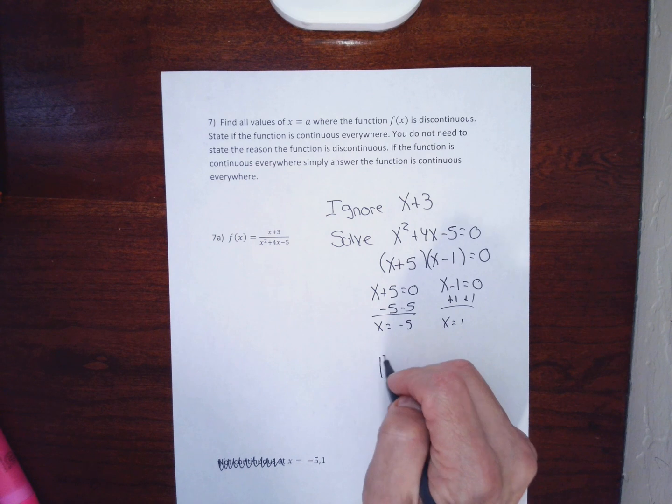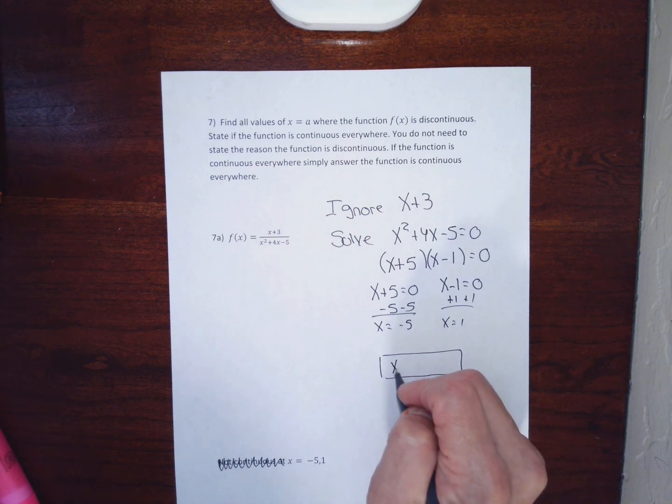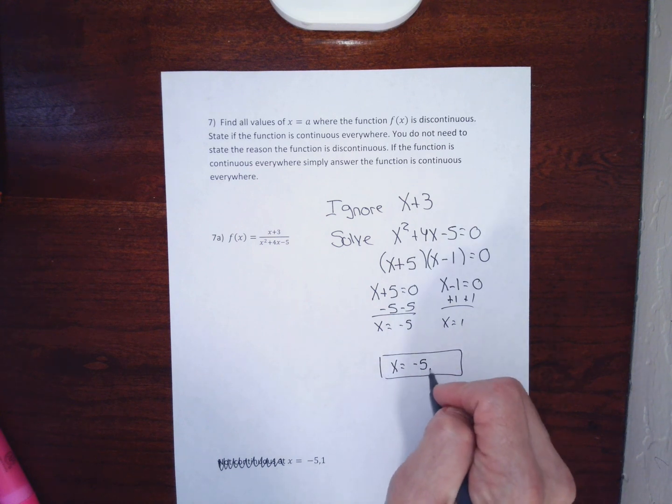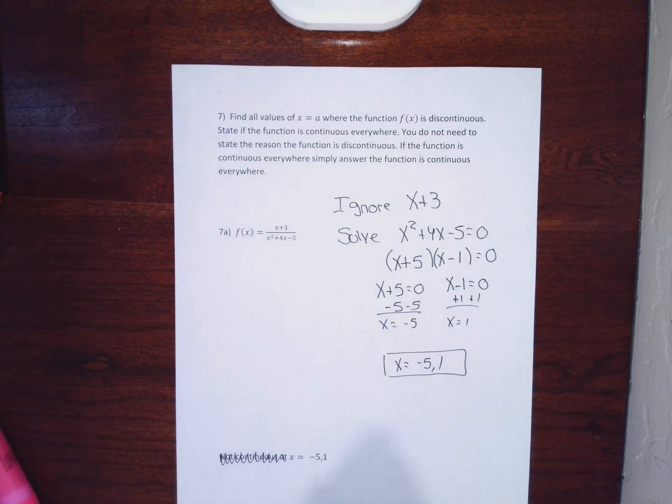So the answer for 7a, no reasons necessary. This graph would not be continuous or be discontinuous at -5 and 1. Turns out for both of those there's asymptotes there and it would be a reason 1, not necessary.